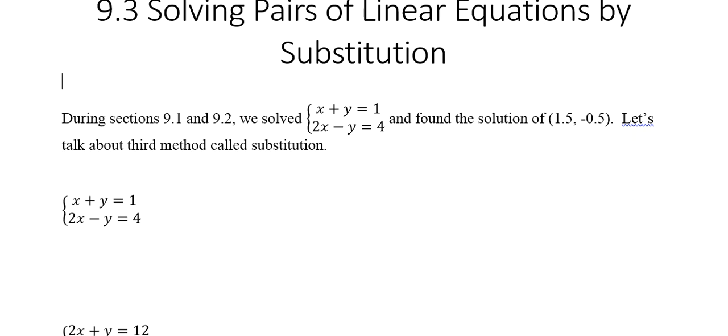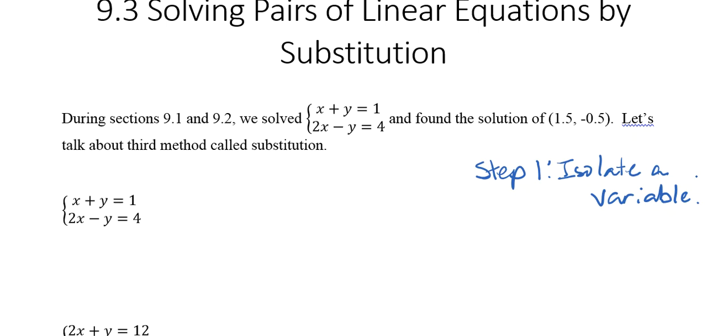So the purpose behind substitution is that you want to take something that you already know it is equal to and plug it in. If the system looks like this one, where nothing is already isolated, your first step is to isolate a single variable. So step 1 is to isolate a variable. It doesn't matter if it's in the first equation or the second one, but you've got to get one by itself.